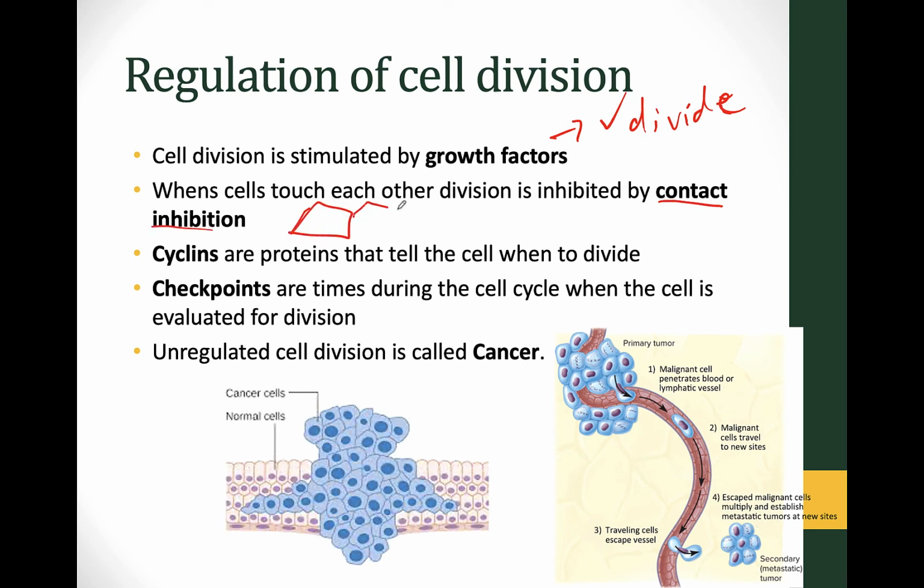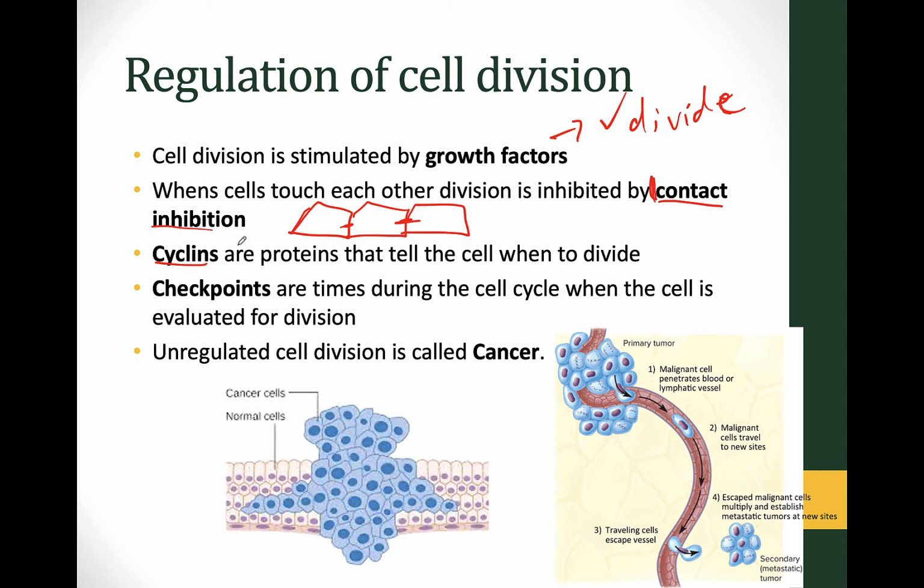Once all of the cells are touching each other, they come in contact with each other and they say, okay, we've completely repaired this cut. We can stop dividing. That's called contact inhibition. Inhibition means stop. So when they touch, they stop growing in a normal cell.